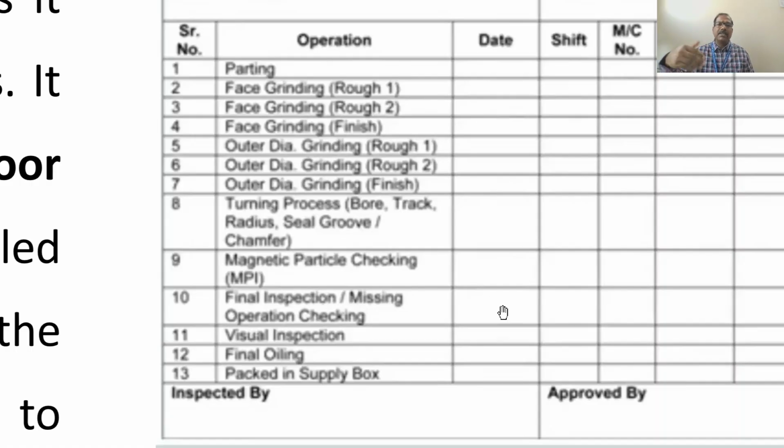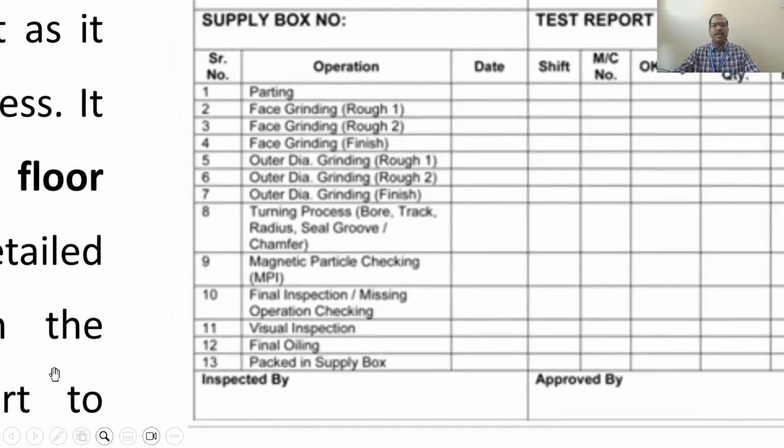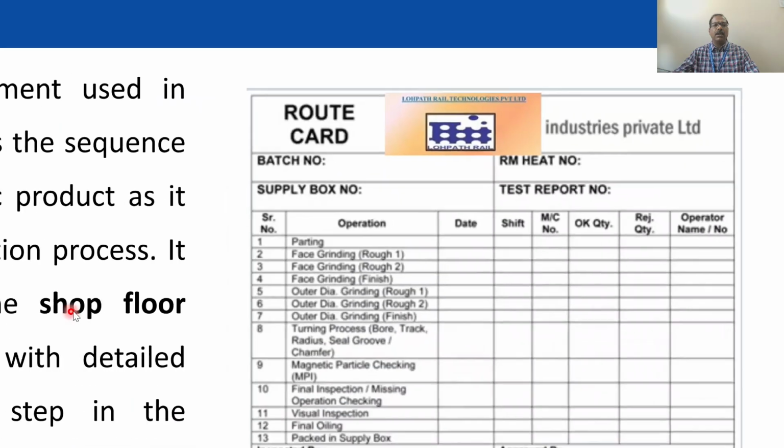Once the cylindrical grinding is done, it goes to the turning process, where you do the boring operation and radial grooving or chamfering. After that, it goes to magnetic particle checking, final inspection, and checking for any missing component. Then they do the visual inspection, final oiling, and packing in the supplied parts. These sequences depend on the product, but each and every sequence of operations needs to be listed in the route card.